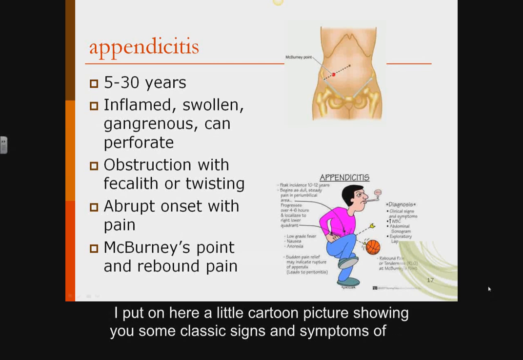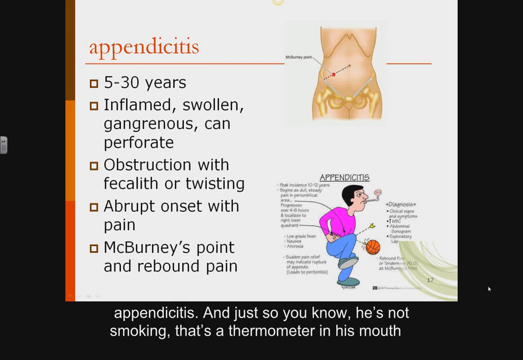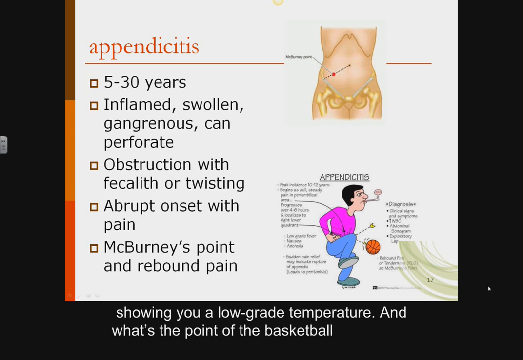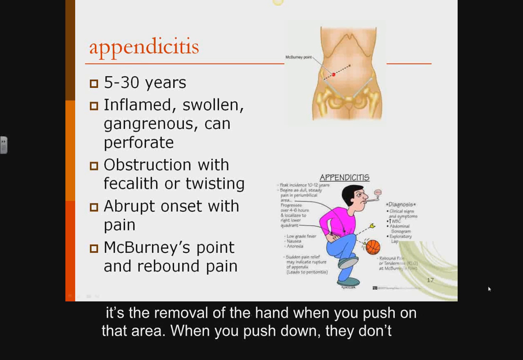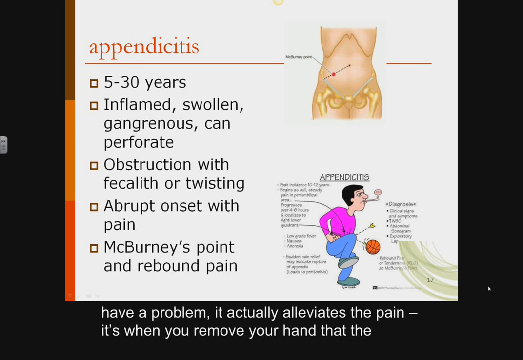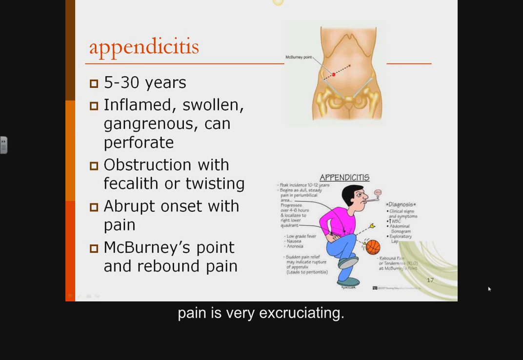Anyway, so I put on here a little cartoon picture showing you some classic signs and symptoms of appendicitis. And just so you know, this little cartoon guy is not smoking. That's a thermometer in his mouth, showing you a low-grade temperature. And what's the point of the basketball rebounding off of his knee? It's to remind you about the rebound pain at McBurney's point. Again, it's the removal of the hand. When you push on that area, when you push down, they don't have a problem. It actually alleviates the pain. It's when you remove your hand that the pain is very excruciating.